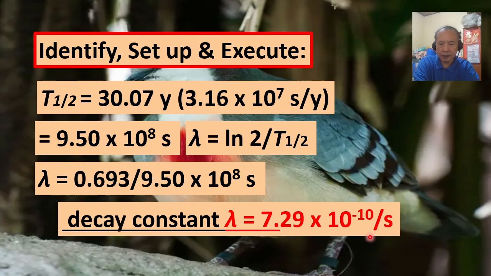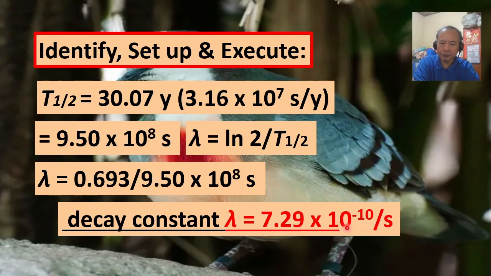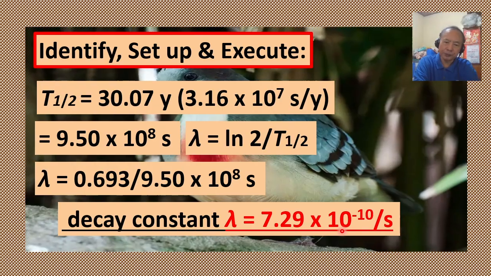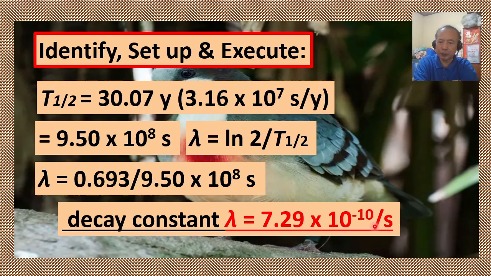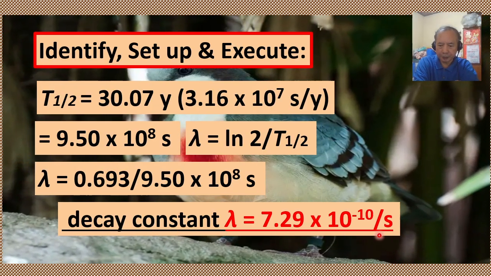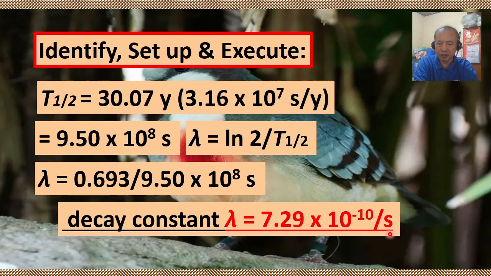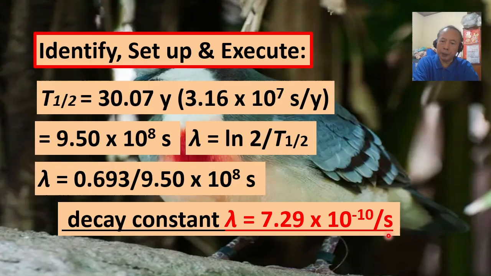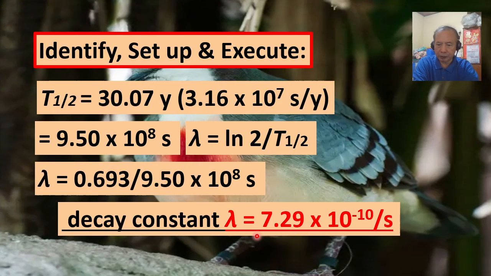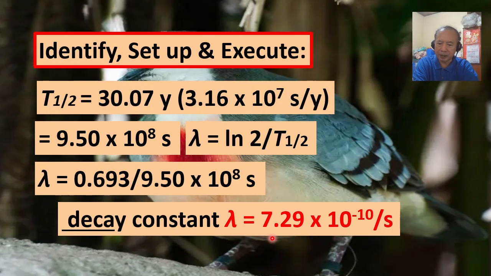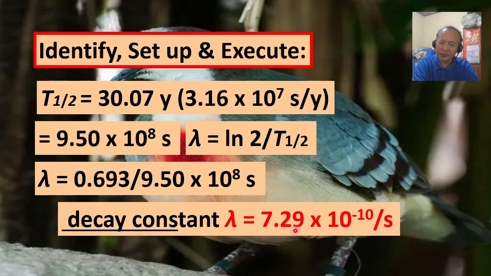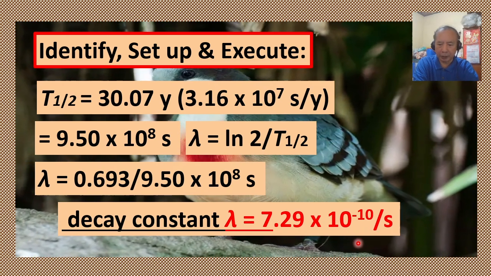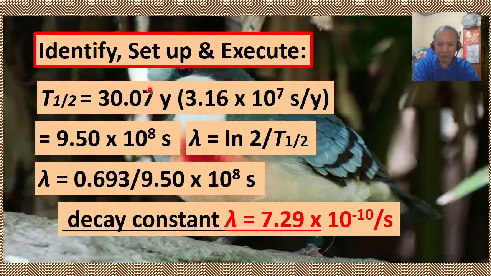In the SI system, the unit for decay constant is the reciprocal of the unit of time, per second, which is actually equivalent to becquerel. So lambda can also be described as 7.29 times 10 raised to the negative 10 becquerel, or per second.